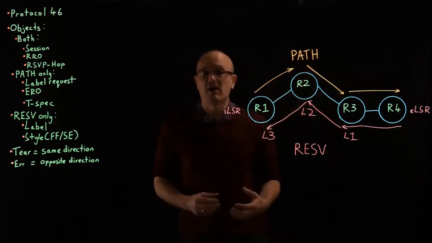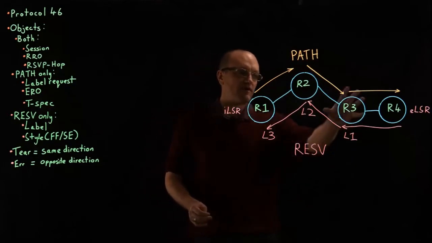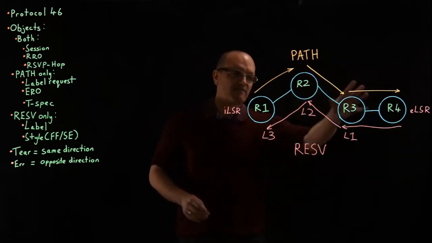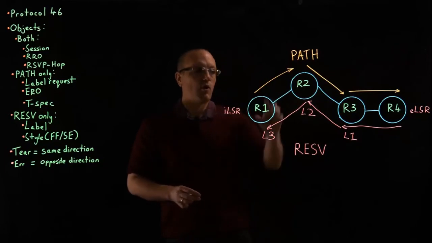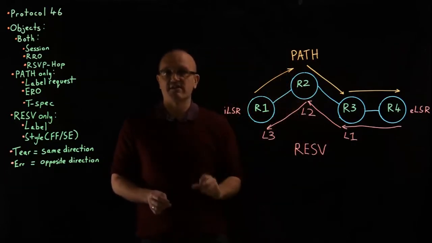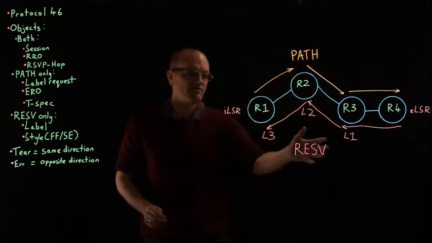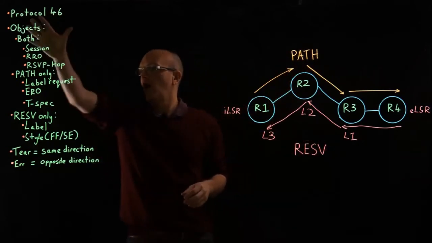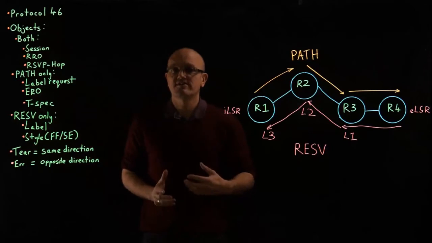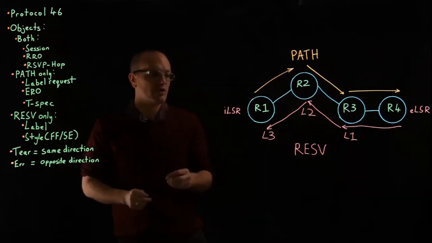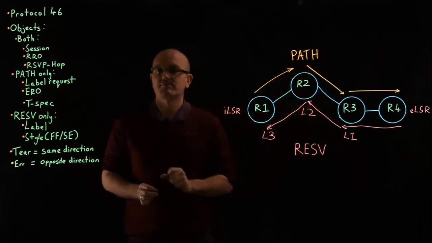And we allocate a locally significant label on every hop, and that label is then advertised upstream all the way up to the ingress LSR. Contained within these path and reserve messages are objects. So objects are a way that data is structured within these messages.